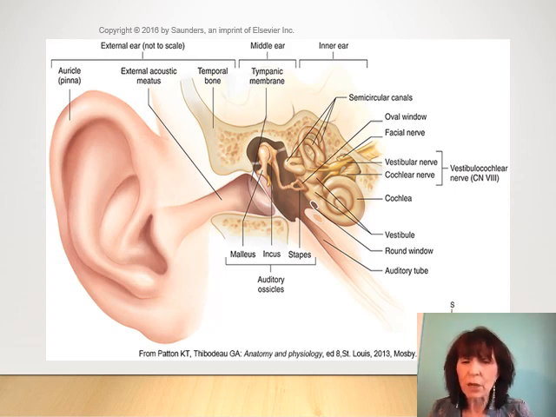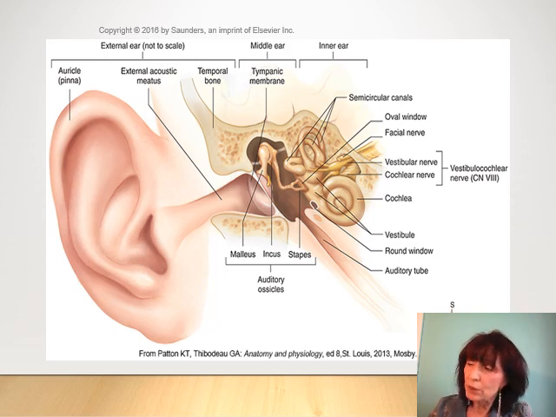Ear infections, got to watch out for those because those can damage hearing. I'm a child of the 60s. I used to put my head in between the speakers, and I probably have a little ear damage.